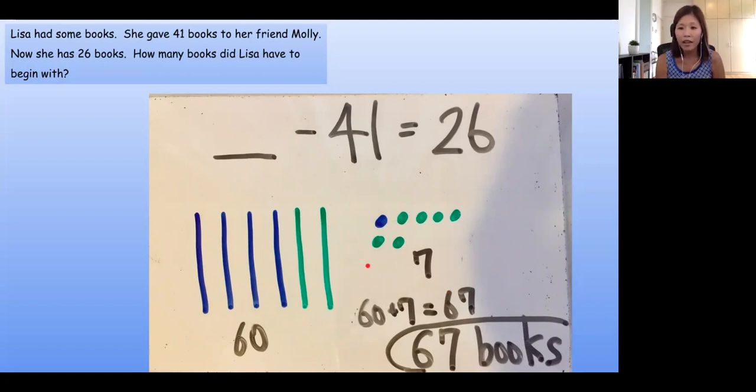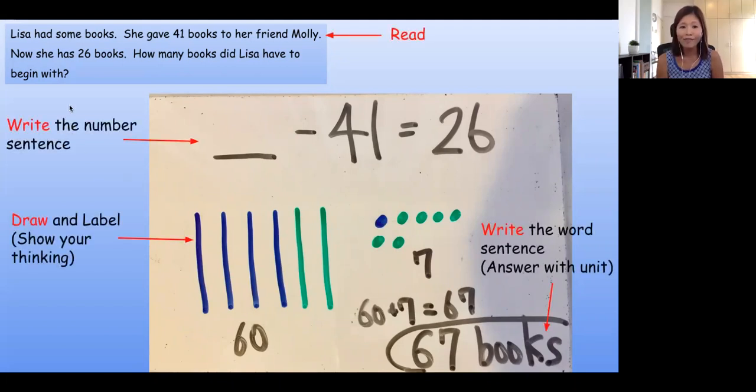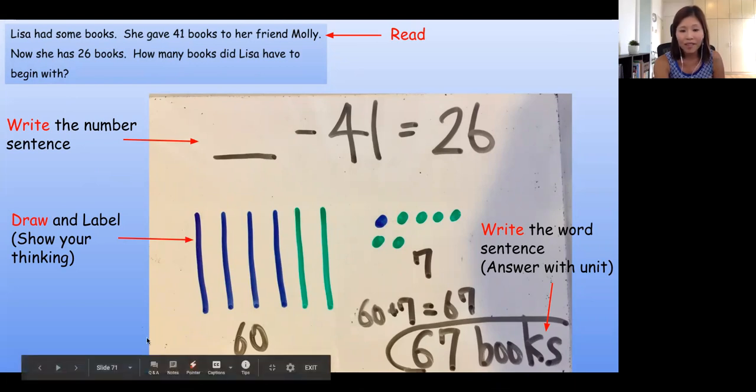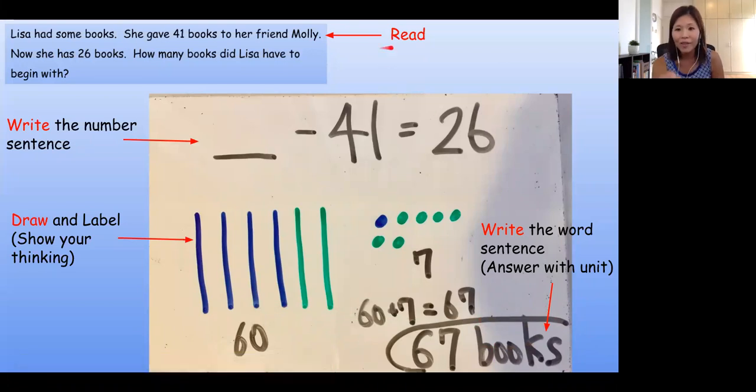We're going to go and check for our RDW. Are you ready? I read the problem. There goes my number sentence, my equation, right? And then I drew and labeled. I showed my thinking. And finally, I wrote the word sentence and answer with units. So read, draw, and write. I have it all. Great.